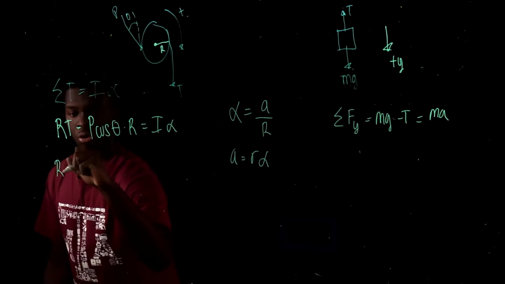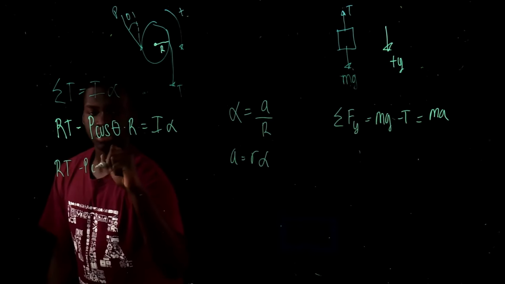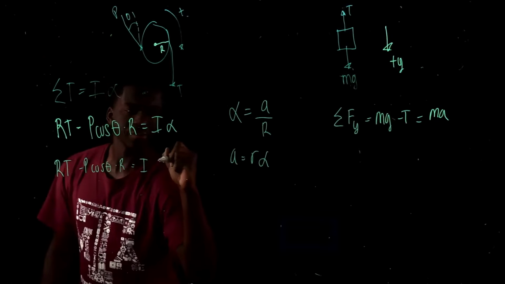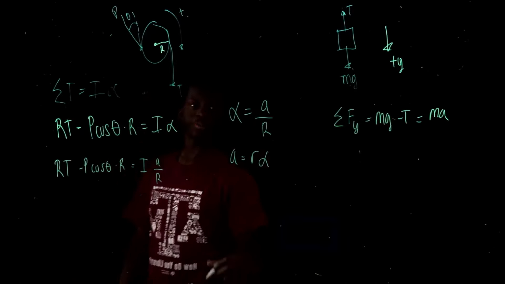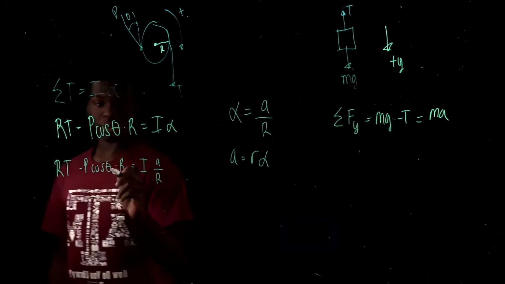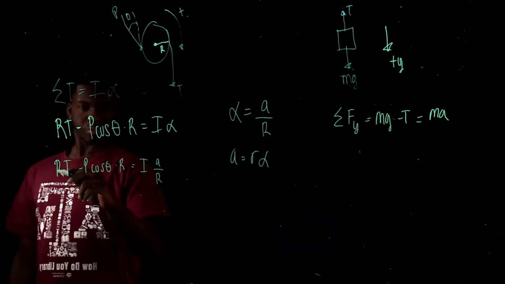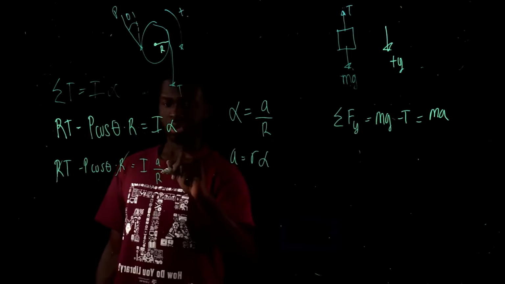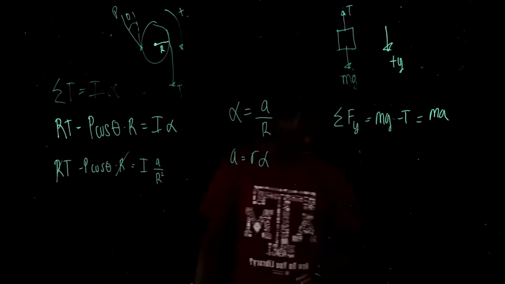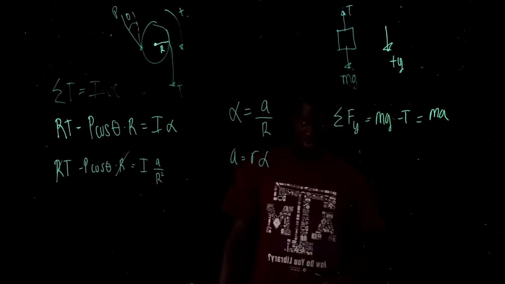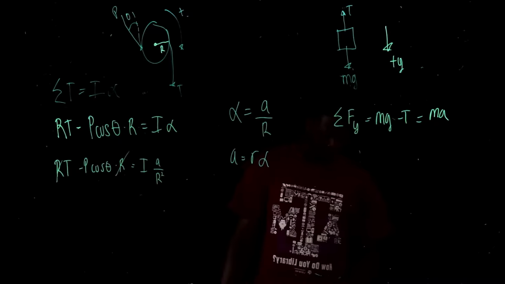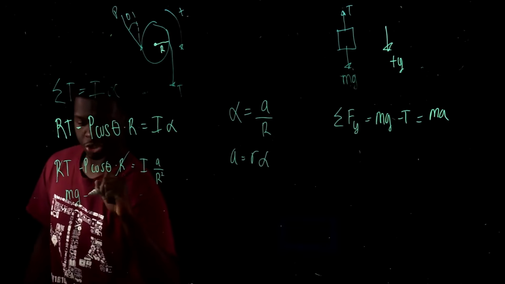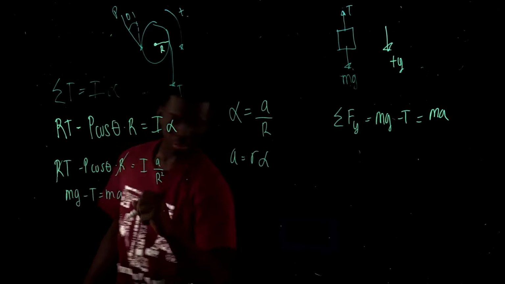So this is going to be RT minus P cosine theta times R is equal to I A over R. So we're going to divide both sides by R. So this is going to get rid of that R. That R is going to go away, and this is going to be R squared because we're dividing both sides by R. And then after that, we still have mg minus T is equal to ma.